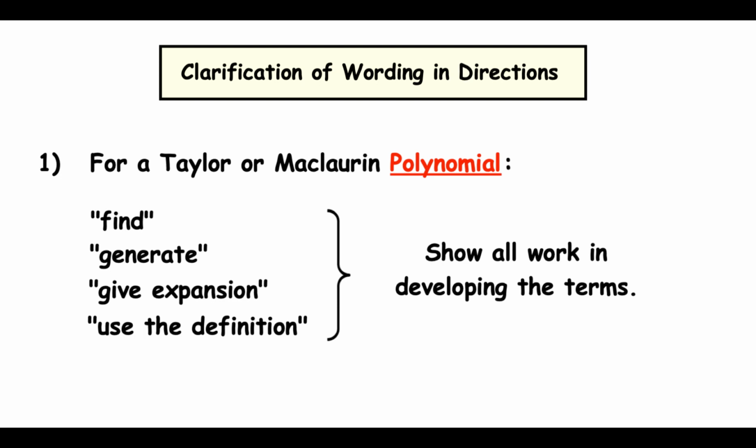All right, finally, last but not least, I want to clarify the wording that you might see in certain directions, either from myself or from standardized tests that you'll be taking. If you see a Taylor or Maclaurin polynomial, polynomials actually have ending points, 3rd degree, 4th degree. They don't go on forever, okay? If you see words like find, generate, give the expansion, use the definition, you've got to show all your work, all the derivatives, plugging in the numbers. You develop it from scratch.